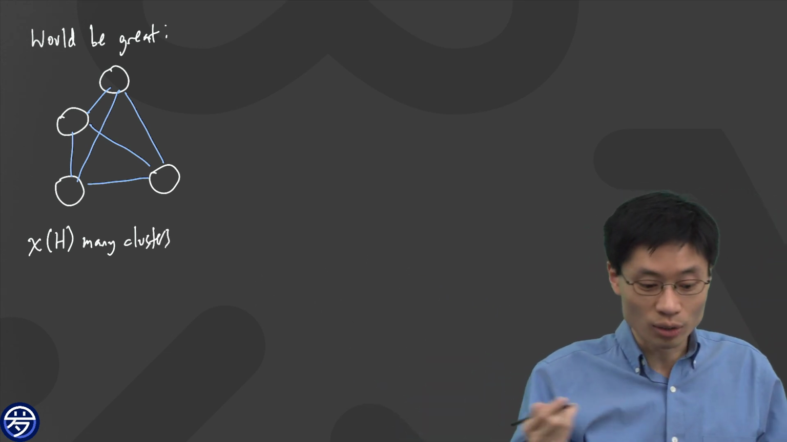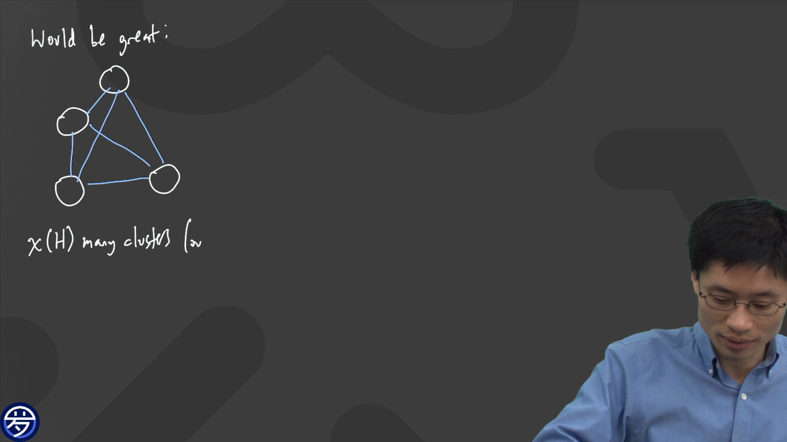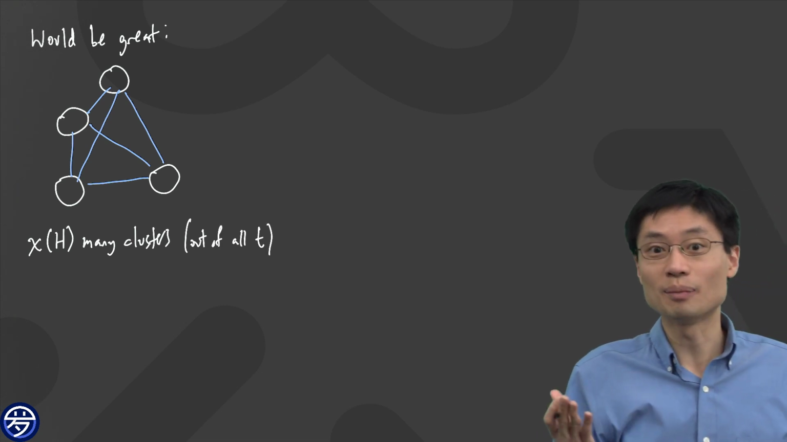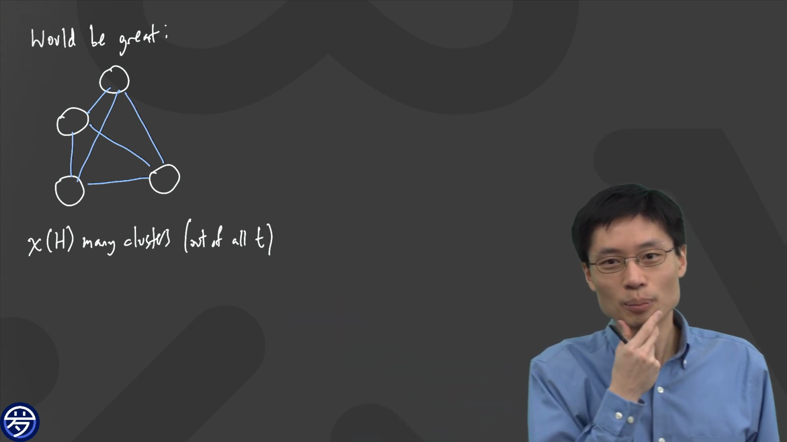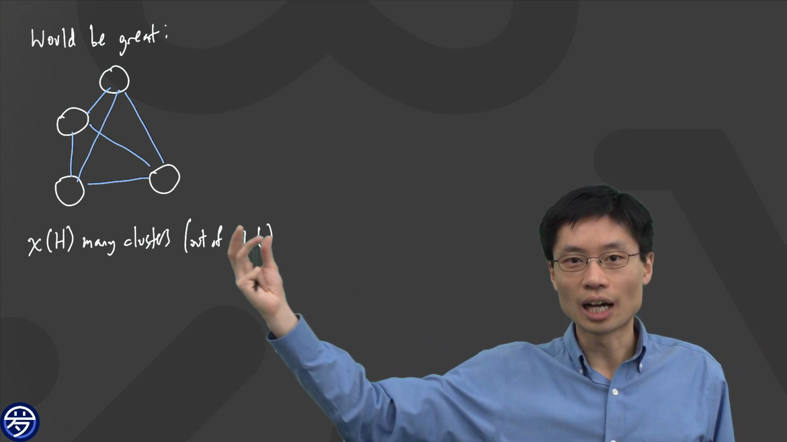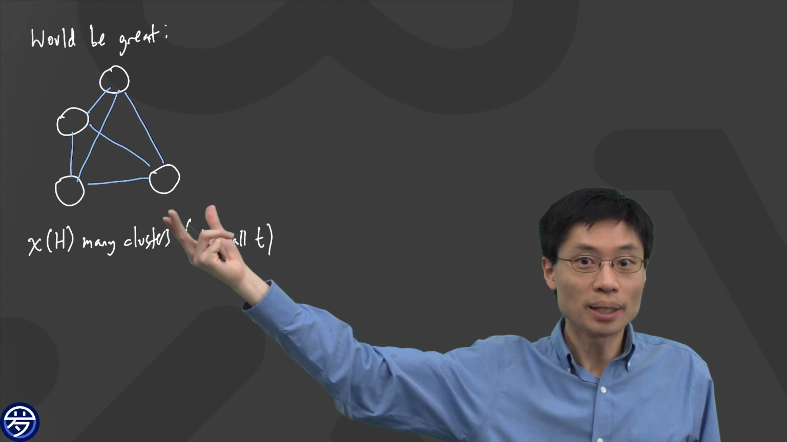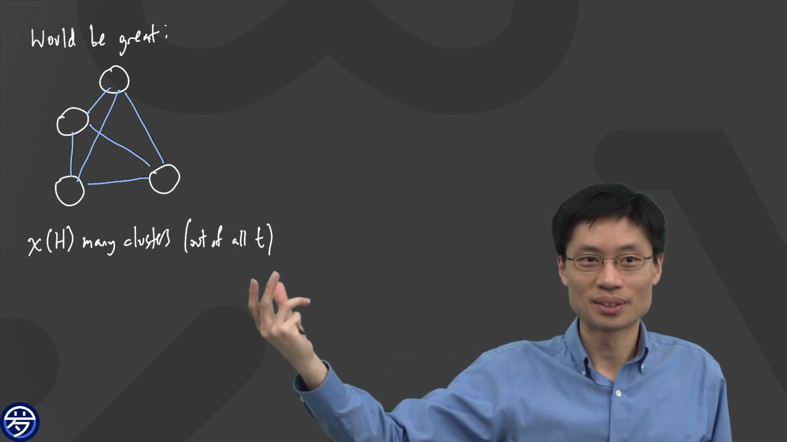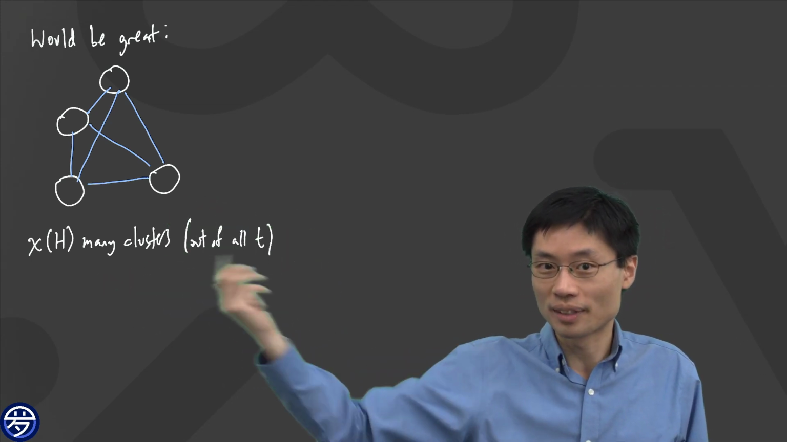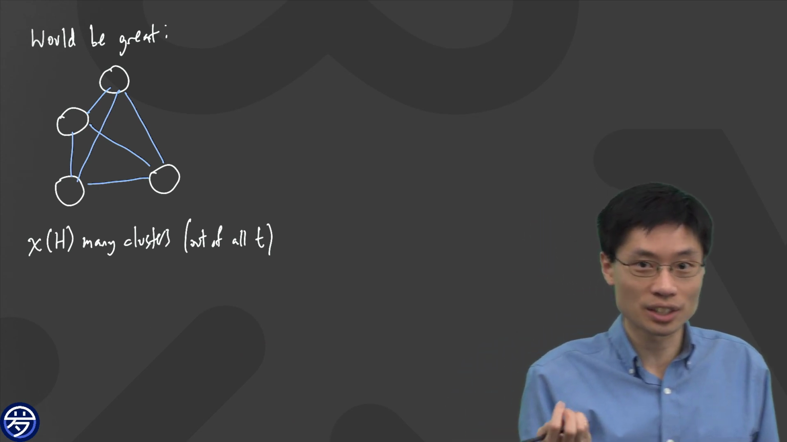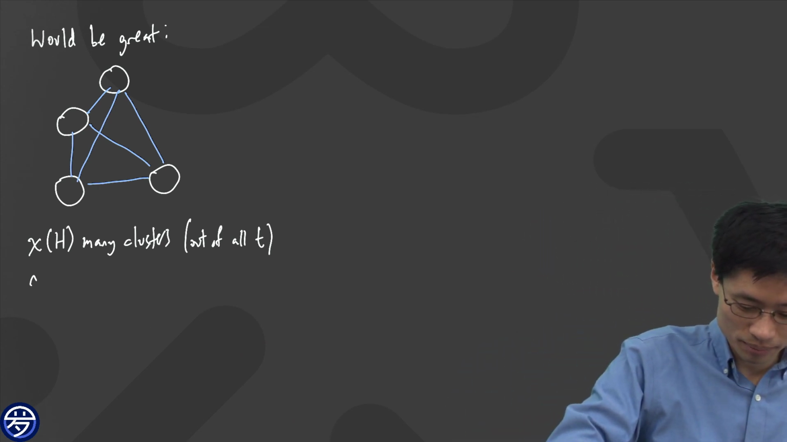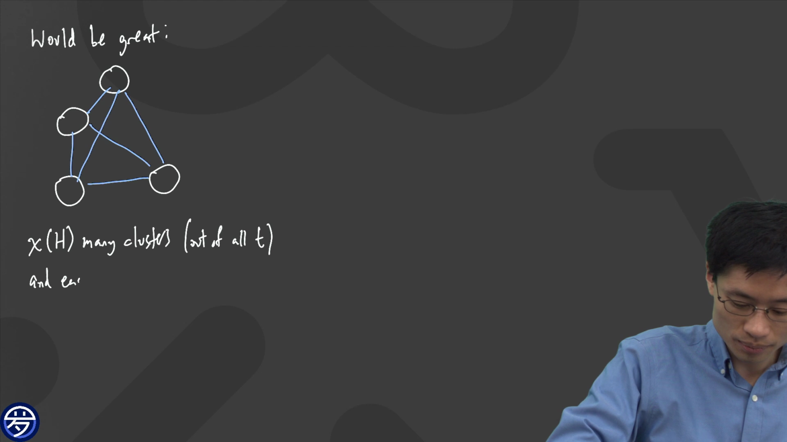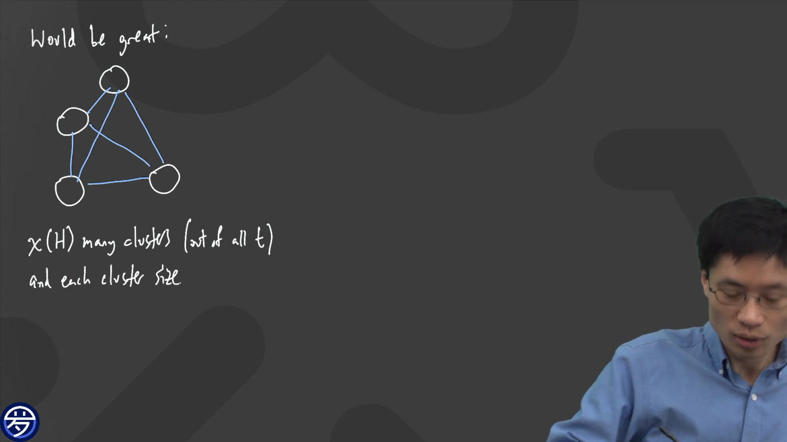Suppose I got that out of the T. So this is like out of all T, there are T many clusters. Suppose I got that. Now, if the clusters are just big enough, I would be in good shape. So I would like to have chromatic number of H many clusters, and each cluster size. What do I need now?